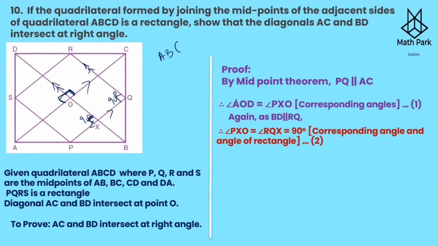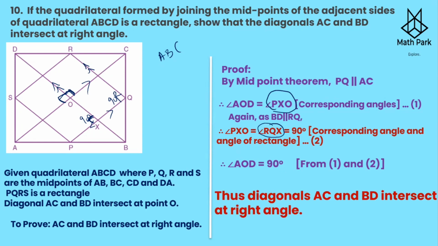And then from this equation, since we have AOD is equal to PXO and PXO is also equal to RQX, which is 90 degrees, this is how you get AOD as right angle, which is 90 degrees. And thus we can say that AC and BD intersect at right angle.